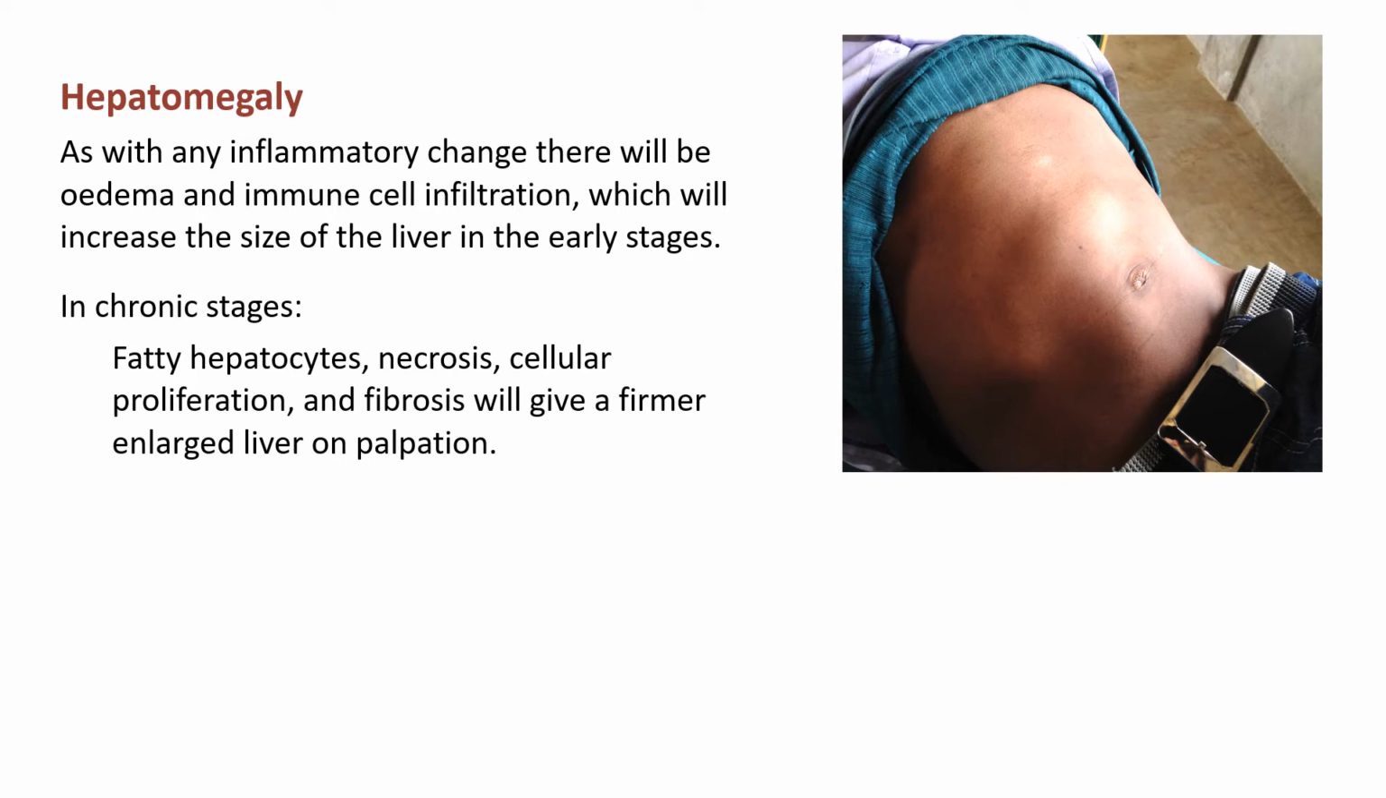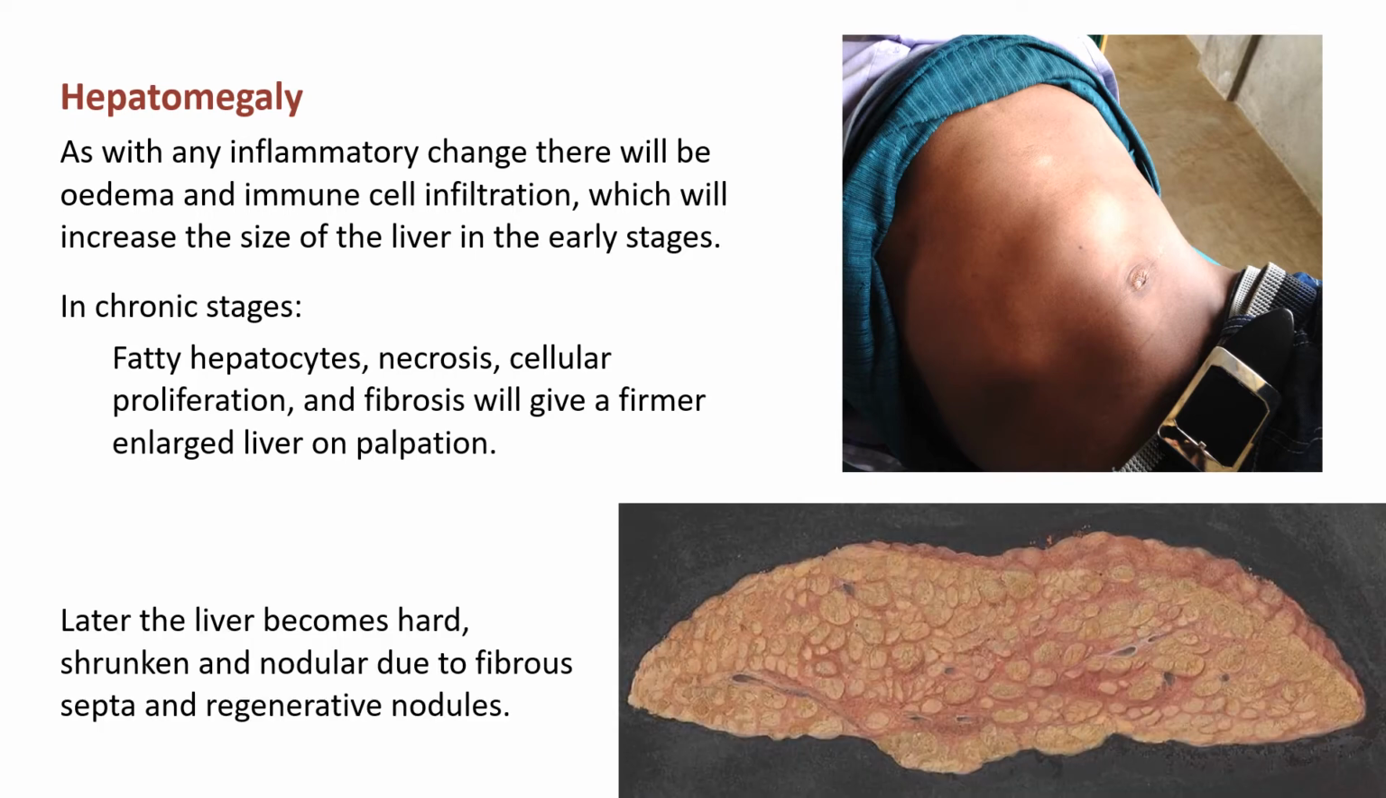Fibrosis. Fibrosis is going to start to give the liver a firmer feel. So in this case, in the later stages, particularly in fibrosis, you're going to get a firmer but still enlarged liver. Later on, when we get into cirrhosis, the liver becomes harder because, of course, we've got all that collagen being laid down. It may become shrunken, and it's certainly going to become nodular due to the septa and those regenerative nodules.